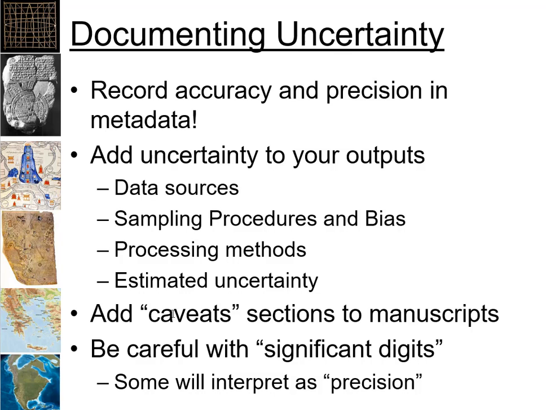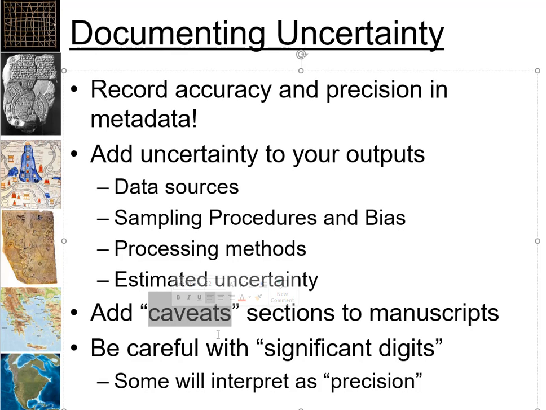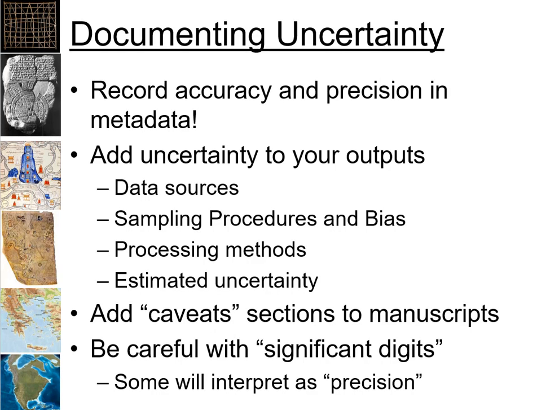To deal with things like estimated uncertainty and any other issues that you have, usually we don't know exactly what the error is, so what we did is we just started adding caveat sections to manuscripts and found that works pretty well. In other words, just add a section to your manuscript that says, here are other issues that might be appearing that we weren't able to nail down as well as we'd like.